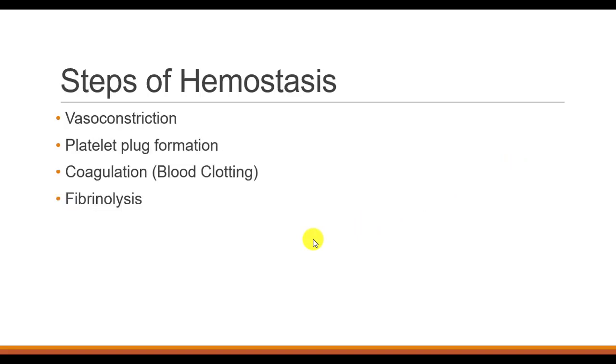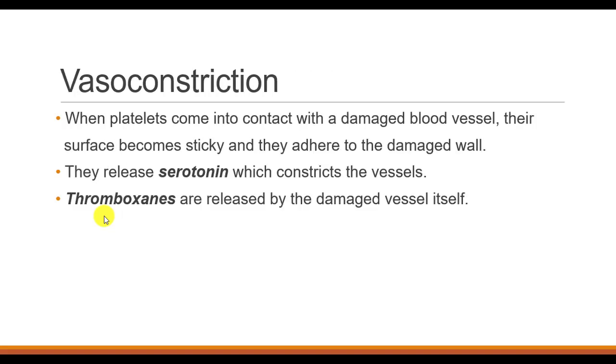If I move to the next slide, I want to talk about the steps of hemostasis. There are essentially four steps to hemostasis, and these are vasoconstriction, platelet plug formation, coagulation, and fibrinolysis. These are the processes that happen during blood coagulation, and I'm going to talk about each of these in my further slides. If I move to my first step, I'm going to talk about vasoconstriction.